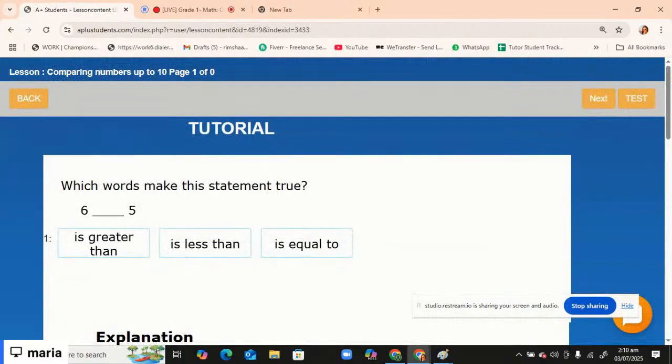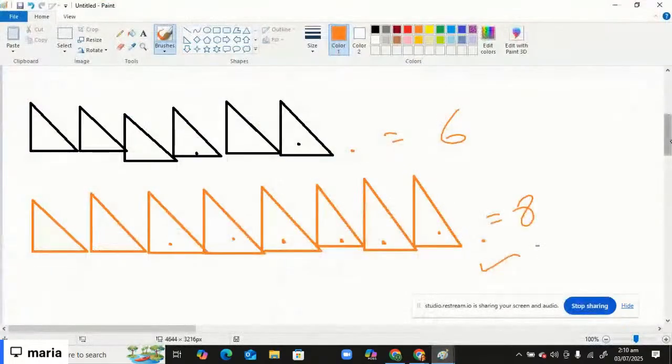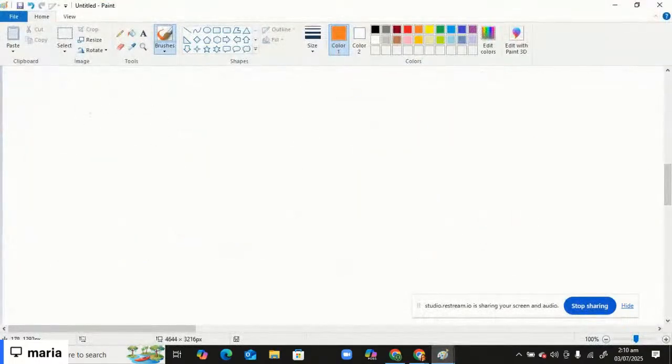So, which word makes the statement true? Three words we are using here. The first one is less than. We are just going to write it down, the less than. Then we are going to write down greater than, and the last option we are going to write down is equal.